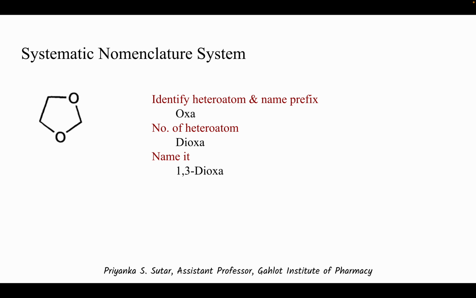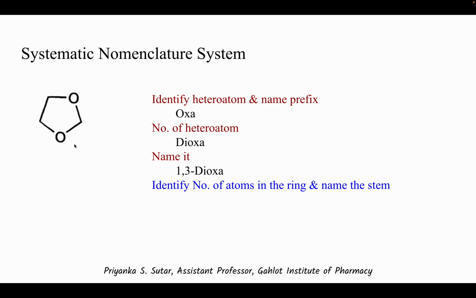Now name it and number it. So you also have to number it. So 1, 2, 3. So you number it as a 1,3-dioxa. Di also you have to mention where is the place of that heteroatom. Now next, now you are done with the prefix. Now you will go for stem. Identify number of atoms which are present in the ring, and name the stem.